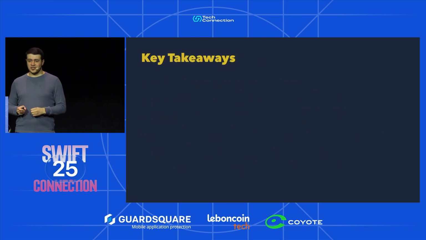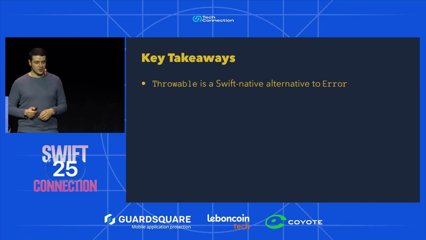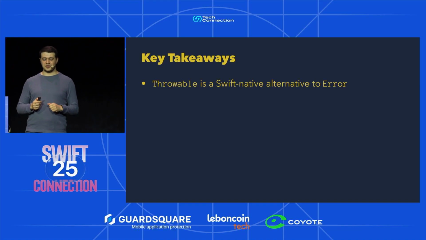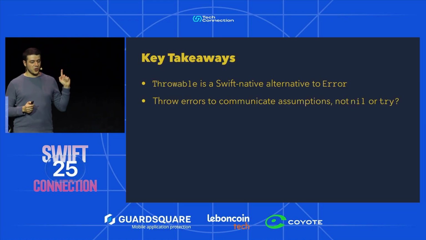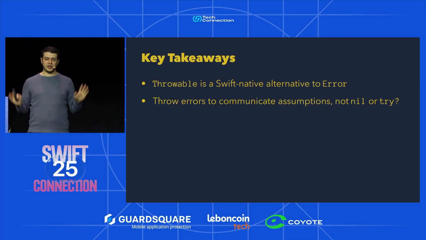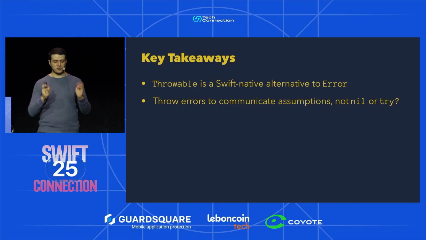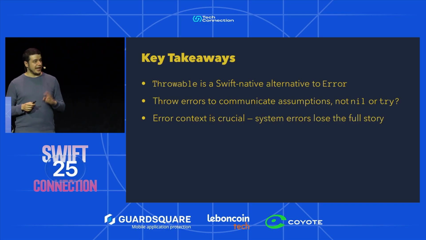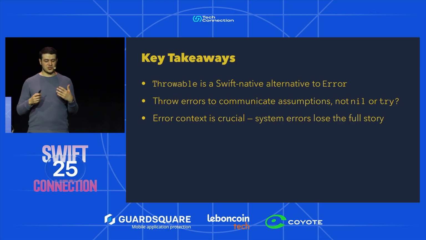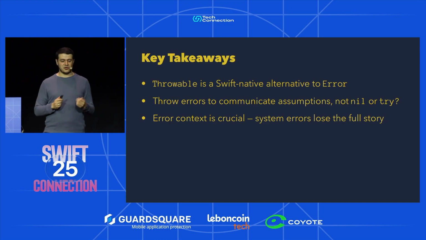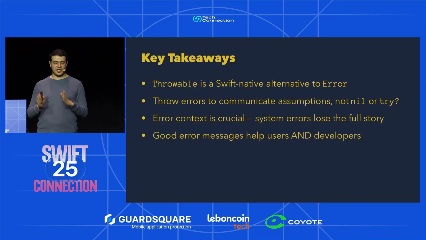So what are the key takeaways I want to share with you today from this talk? First, Throwable is a Swift native alternative to Error. Throw errors to communicate assumptions in all functions. If you do it everywhere, you will really profit from that and code will become more correct. And don't use nil and try in those cases. Like nil, for example, I personally only use when I have stored properties and things like that. The error context is also very crucial, so make sure you have the full story with the error chain description. And good error messages help both users and developers.